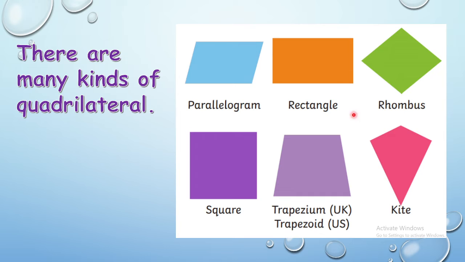Okay, now these are some examples of quadrilaterals. You have the parallelogram, rectangle, rhombus or the diamond, even the shape of a kite. Trapezoid, square. These are all quadrilaterals because they have four sides and four angles.